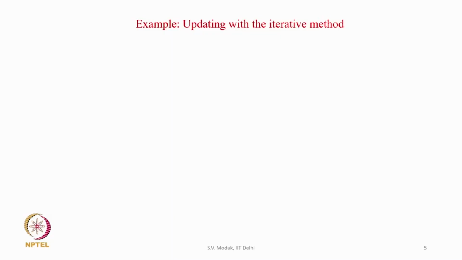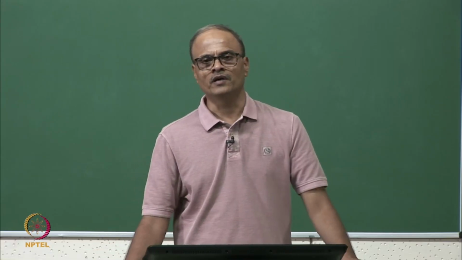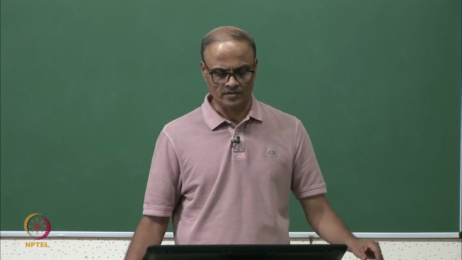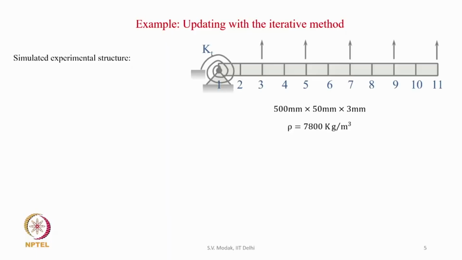Let us now take an example of updating with the iterative method using model data. Again, we are going to consider the cantilever structure we considered in previous studies, and we are again going to have a simulated study where the experimental data is generated from another FE model of the structure. So, this is the simulated experimental structure, the cantilever beam fixed at one end. In practice, because the ideal fixed end cannot be realized, the flexibility has been simulated or modeled by using a torsional spring at the fixed end.